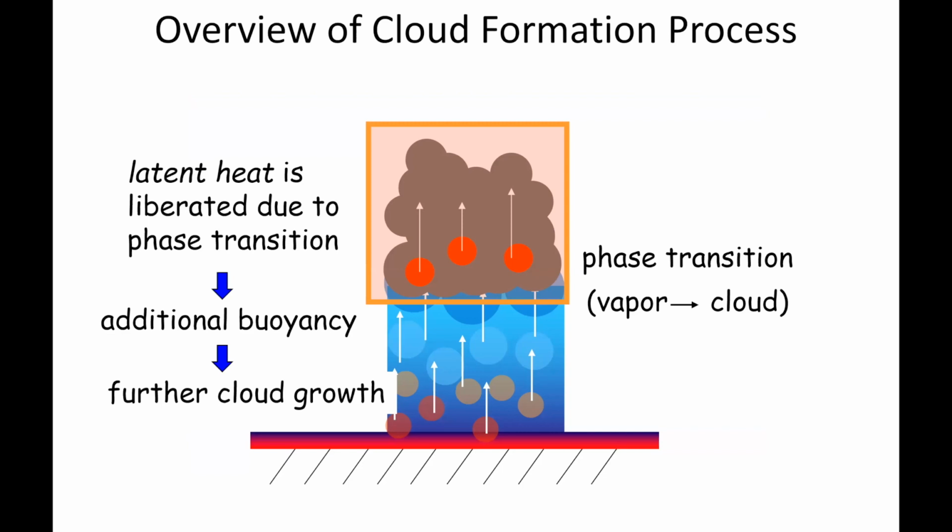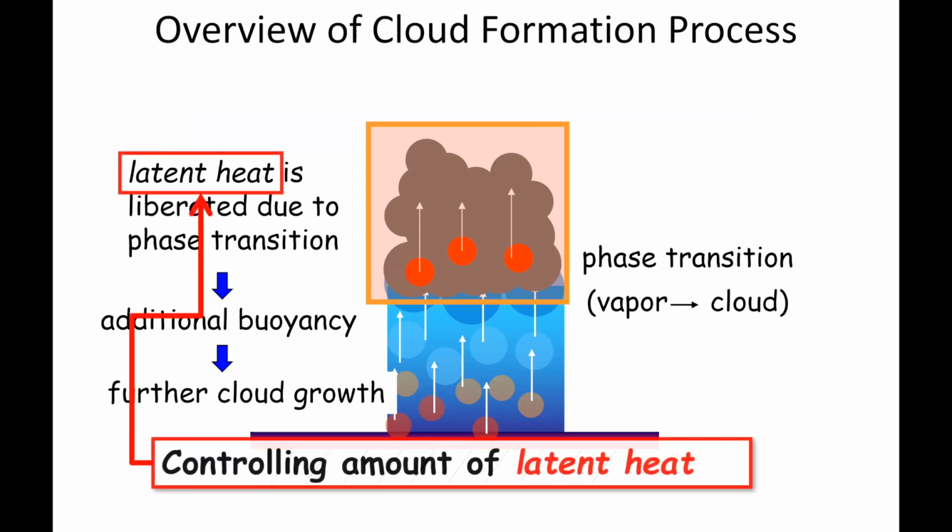Through a number of experiments, we found that the shape of the clouds can be controlled by adjusting one thing, the amount of latent heat. As I mentioned in the previous slide, the latent heat promotes further cloud growth into higher regions, so we can adjust the height of the clouds by controlling the amount of latent heat.